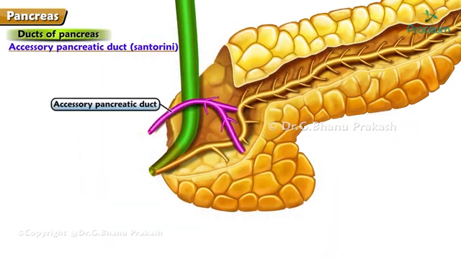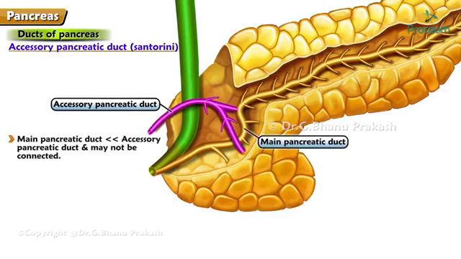Usually, the accessory duct communicates with the main pancreatic duct. In some cases, the main pancreatic duct is smaller than the accessory pancreatic duct, and the two may not be connected. In such cases, the accessory duct carries most of the pancreatic juice.